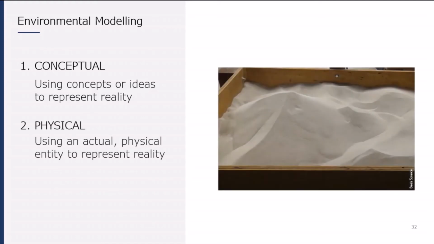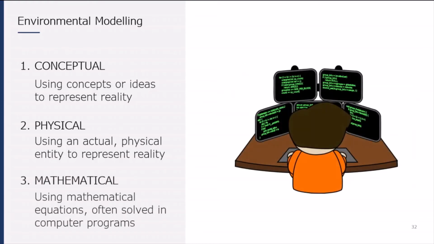We also have physical models that use an actual physical entity to represent reality. Take the example here of a sandbox. We are showing the topography of land or a beach using sand that is trapped within a box that we can move around. Or there are mathematical models that use equations to represent reality that are often solved in a computer program.